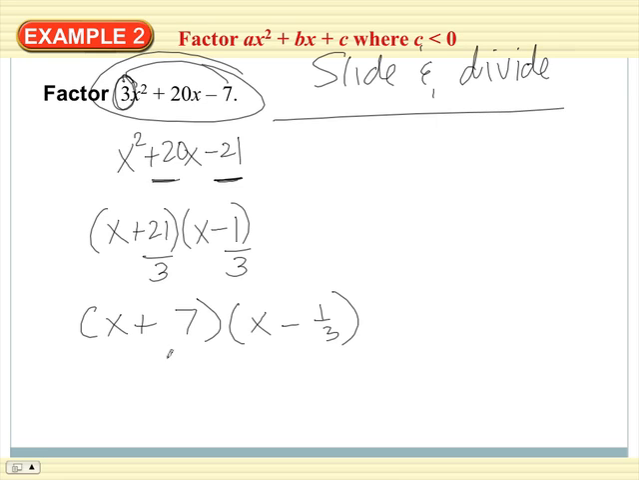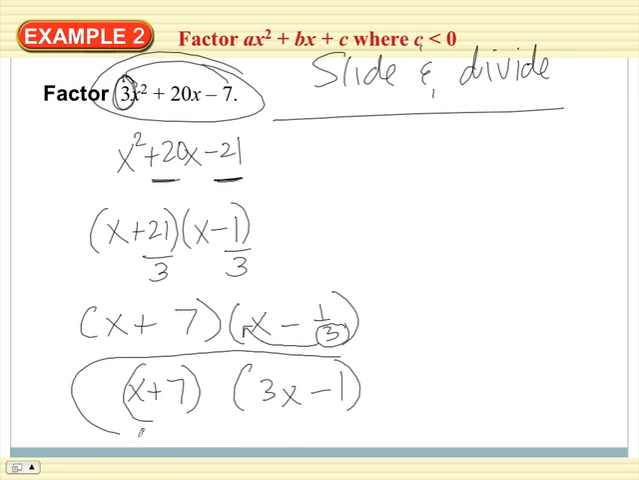If you have any denominators, you move them to the front. So I have one denominator right here. Since I have one, I move it to the front of the x right here. That's step 5. Move all denominators to the front. And then you should have your final answer. X plus 7 times, if you move that to the front, 3x minus 1. That's the method I call slide and divide.